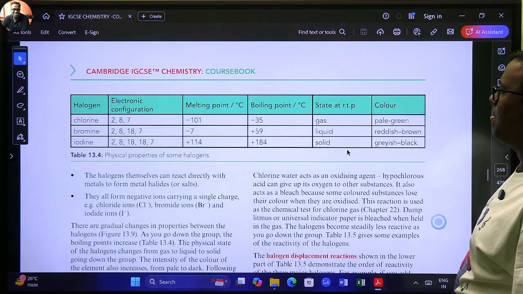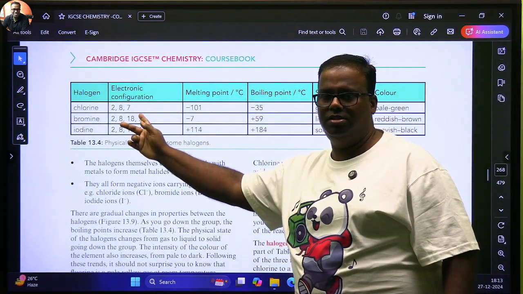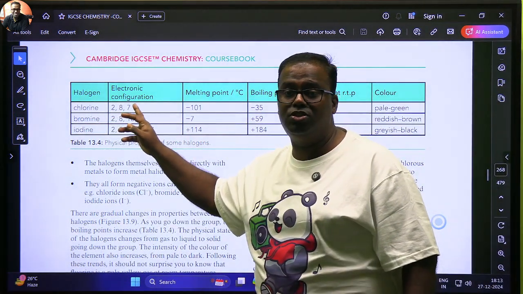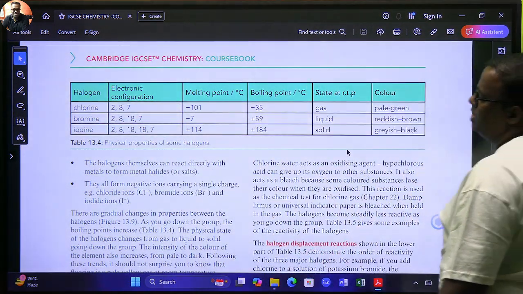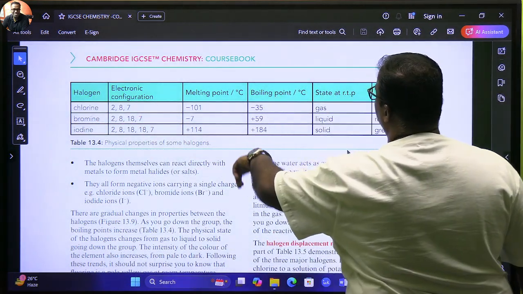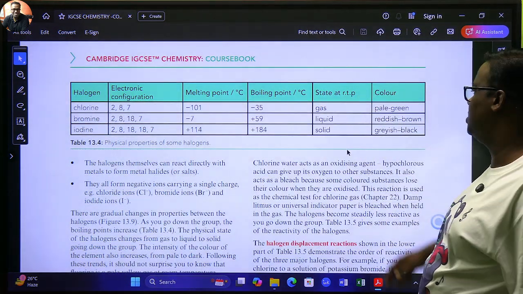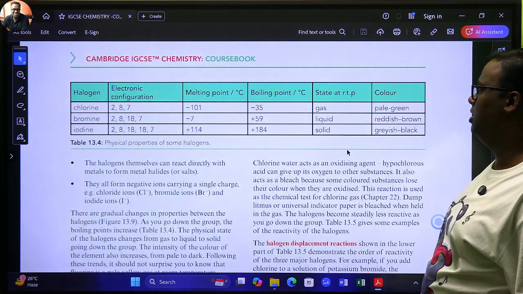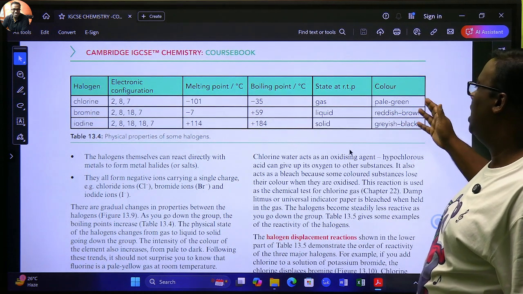So let's see. Chlorine 2,8,7, bromine 2,8,18,7. All of them need one electron. So this is in which period? Period 3, because it has 3 shells. Now, the melting point is increasing, the boiling point is increasing. State at RTP, RTP stands for room temperature and pressure: gas, liquid, solid. Color: pale green. Don't take too much tension about color right now, but you should just know bromine, iodine also you know.